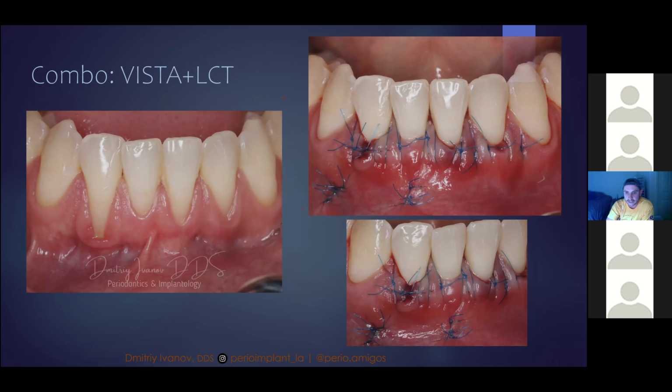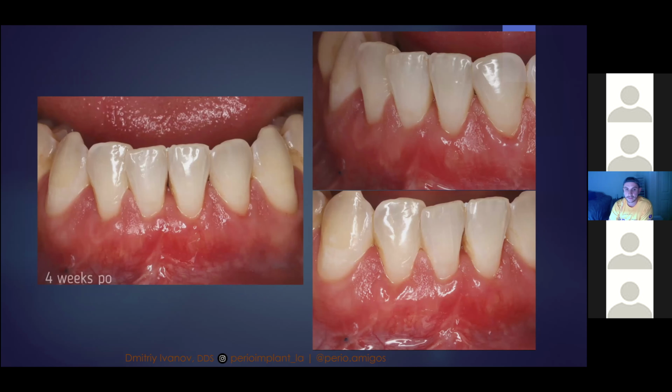It's completely normal to leave a little bit of the graft exposed. You can leave it up to 1 millimeter. The graft that's exposed usually keratinizes and becomes newer, better tissue. Okay, and that's how we finish this case.